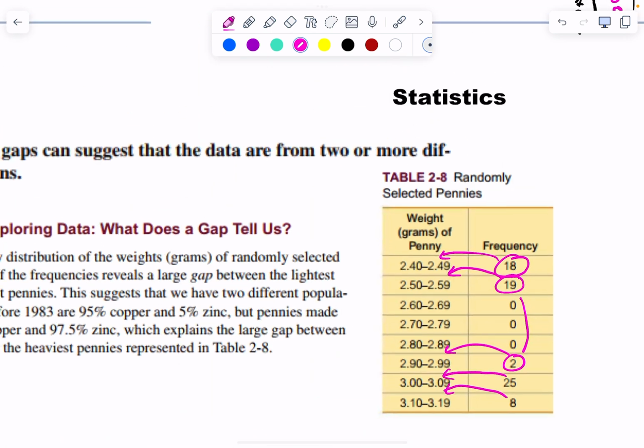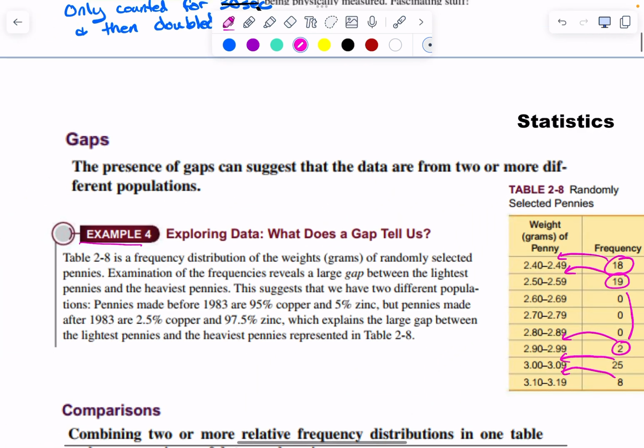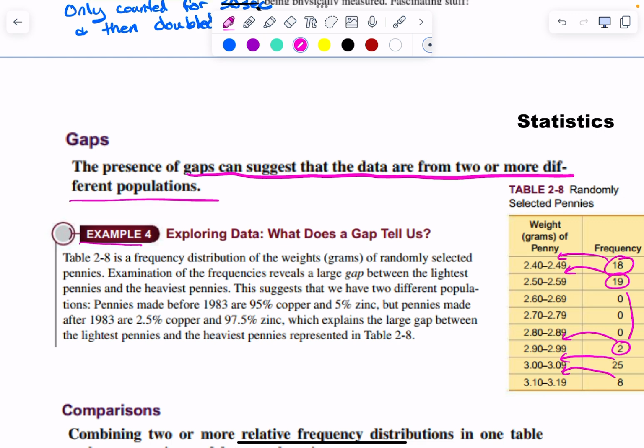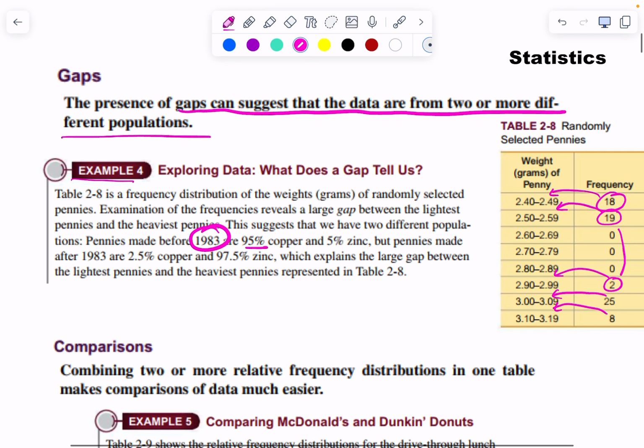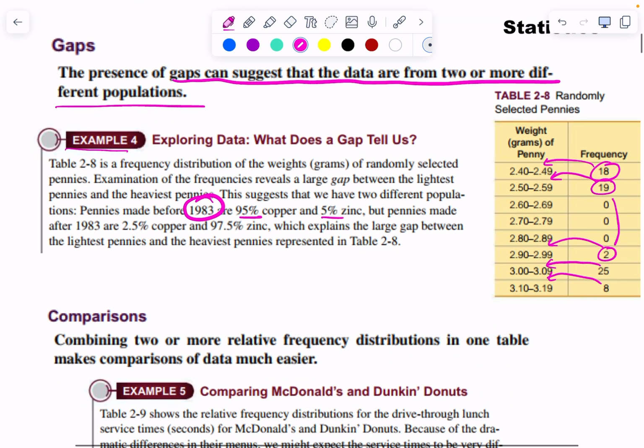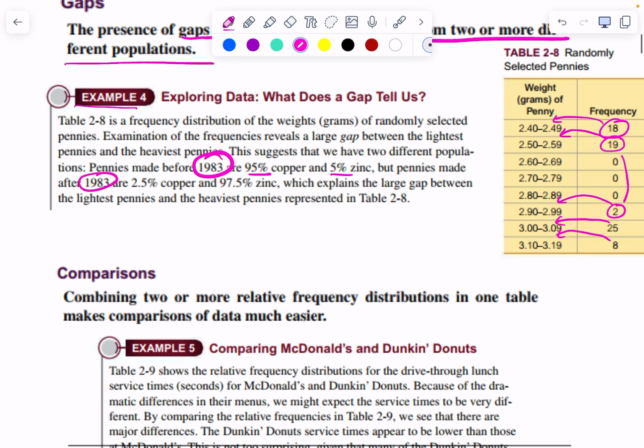That's why we have the presence of gaps. The presence of gaps can suggest that the data are from 2 or more different populations. So I have pennies that were weighed before 1983, which were 95% copper and 5% zinc, and pennies made after 1983 are 2.5% copper and 97.5% zinc, right? So they're made from different materials, and that's showing the gap, right?